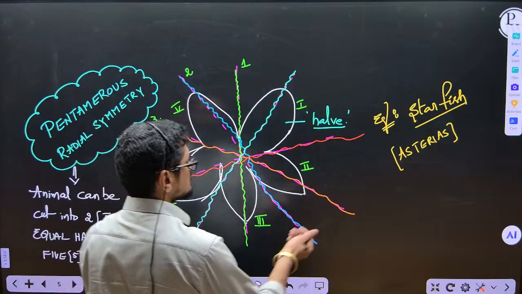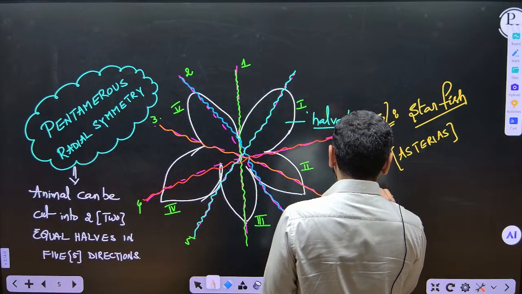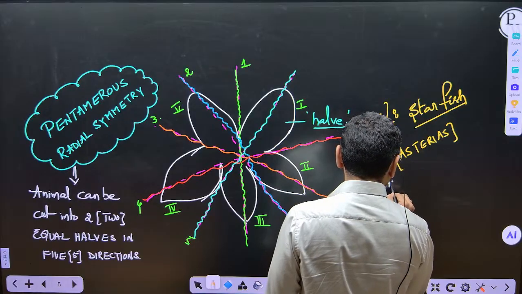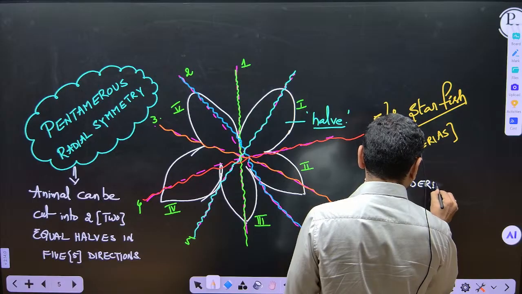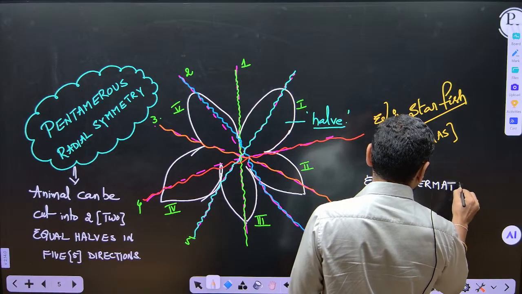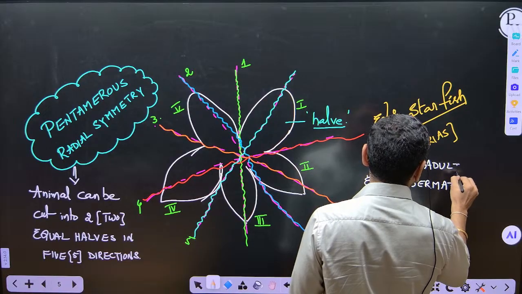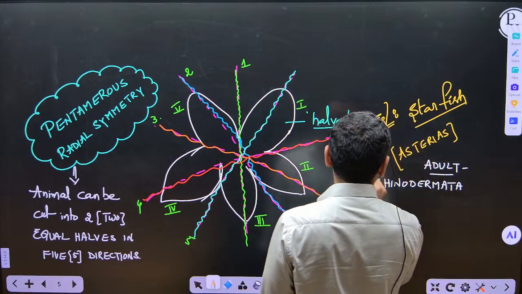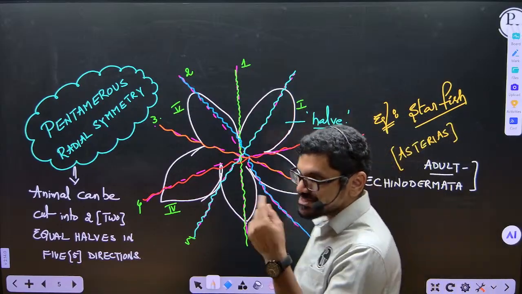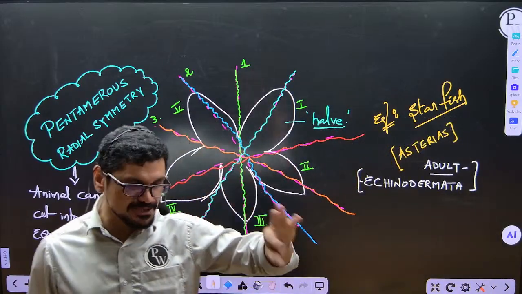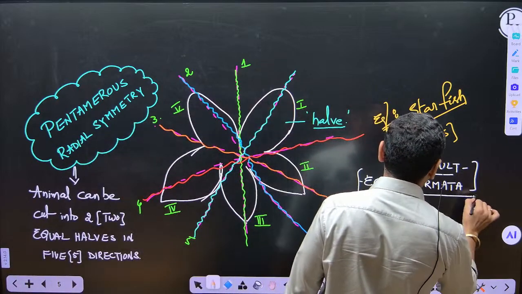Do you want an example? See, already I have written the example. Asterias. It belongs to Echinodermata. Echino, Echinodermata. Adult echinoderms exhibit this type of symmetry. Larva exhibits bilateral symmetry. That is a different story. I will explain later. Adults exhibit this.